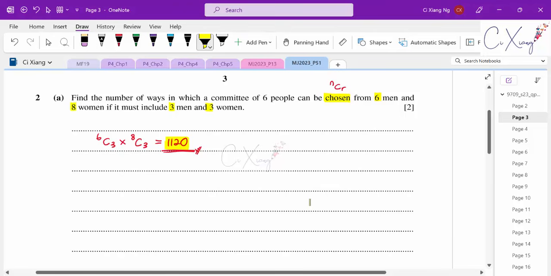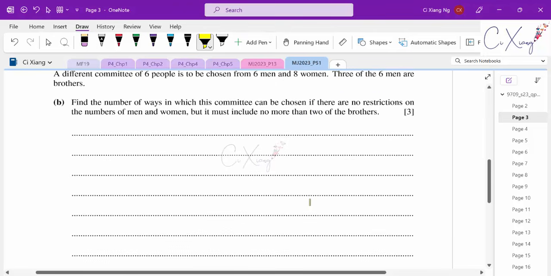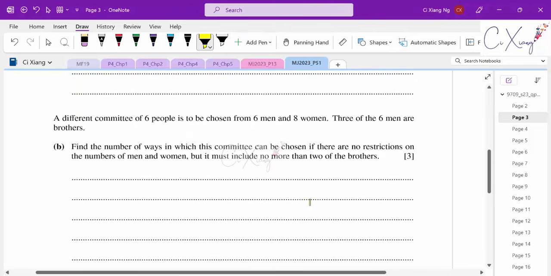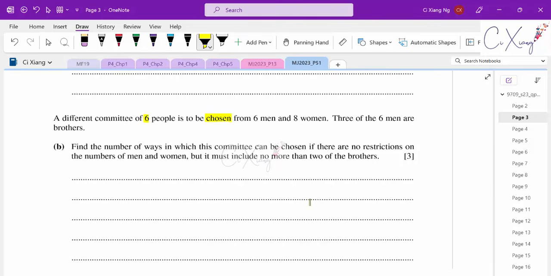Then proceed to part number 2. For part B, we want to form another committee. There are 6 people also to be chosen, so highlight the keyword chosen again. This tells you that this is a combination question again. We are having 6 men and 8 women. 3 of the 6 men are brothers. Then again, they want you to find the number of ways in which the committee can be chosen.